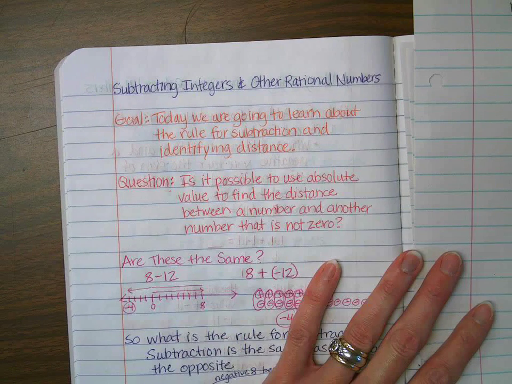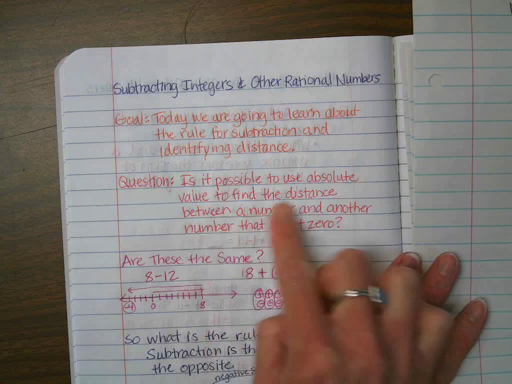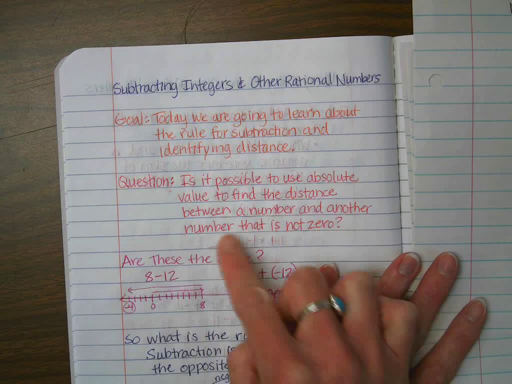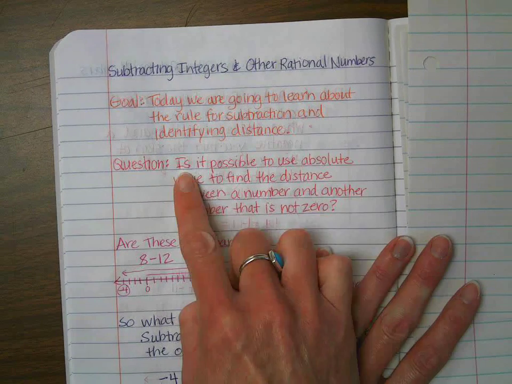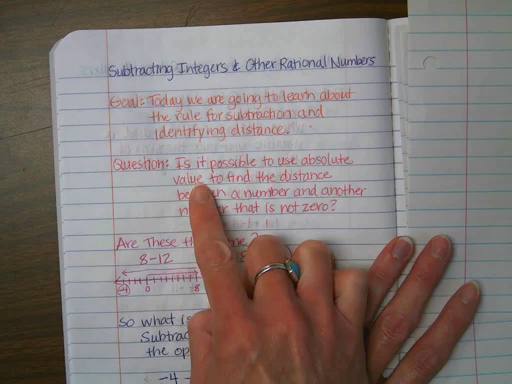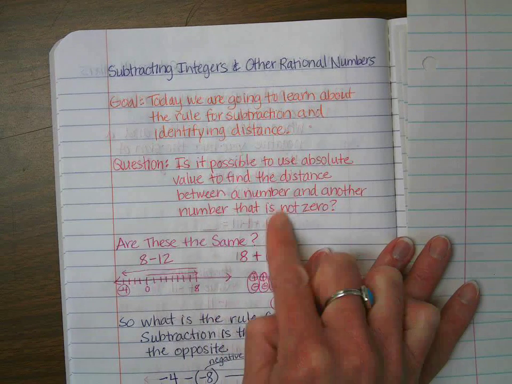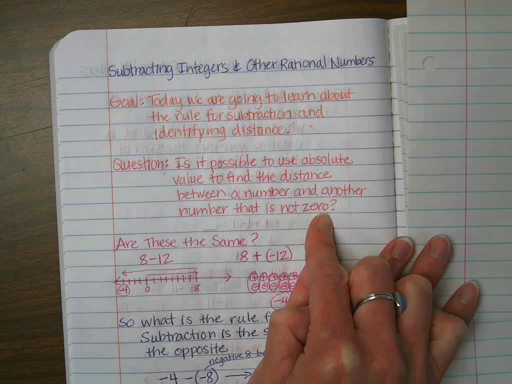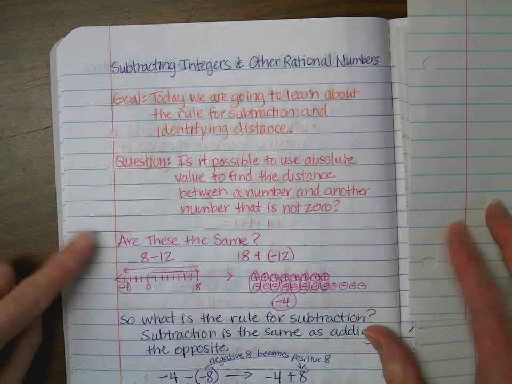We kind of talked about distance a little bit yesterday in class, so hopefully you can remember what we were talking about with distance. The arrows were a little tricky, but I think we're going to be okay. The question is: is it possible to use absolute value to find the distance between a number and another number that is not 0? I know that's a really wordy question, but let's read it again a little bit slower. Is it possible to use absolute value to find the distance between a number and another number that is not 0? I'm going to let you think on that for a little bit. Hopefully by the end of the lesson you'll be able to answer that question and give me an example.